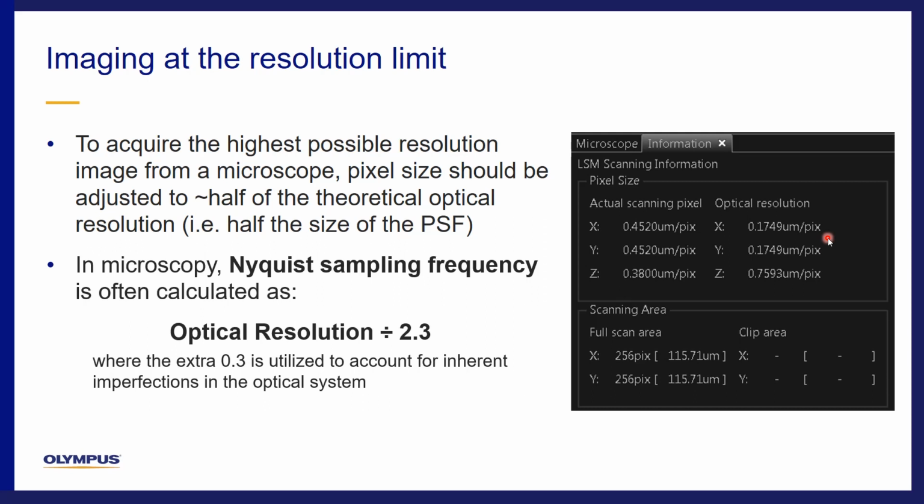If we wanted to image at maximum resolution, i.e. image at Nyquist, we'd take this 0.1749 divided by 2.3 and then adjust our pixel size here. Here's our actual pixel size. We adjust it either by adding more pixels to the image, by changing the scan size, or by zooming in to make every pixel smaller. By changing the scan size and zoom, we would want to adjust this pixel size to be our optical resolution divided by 2.3. Most people usually just divide by 2 to keep the math easy in their head, but if you want to be a purist, you divide by 2.3.